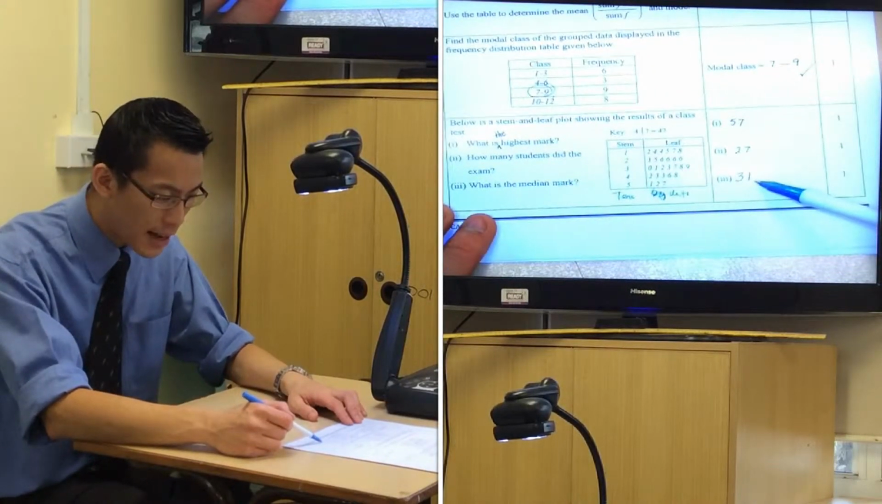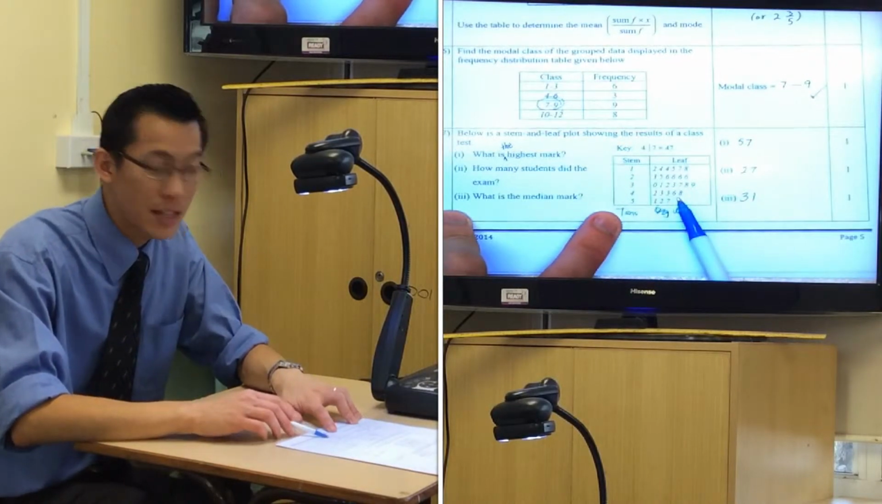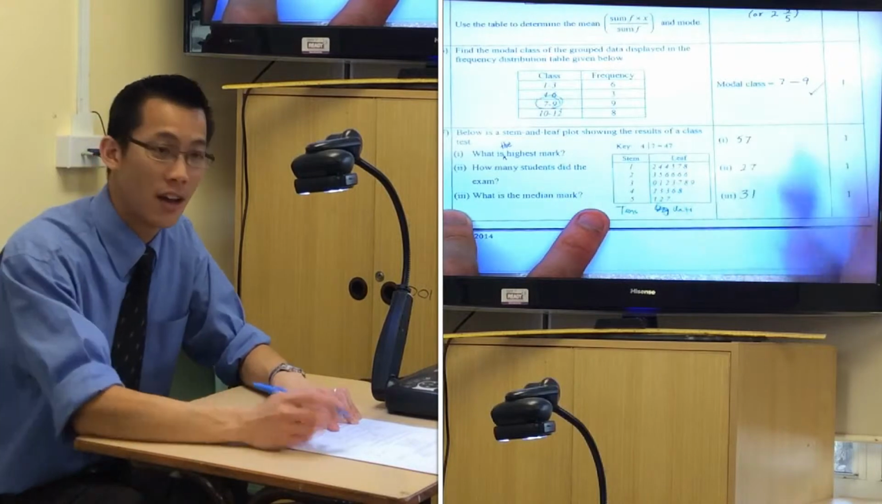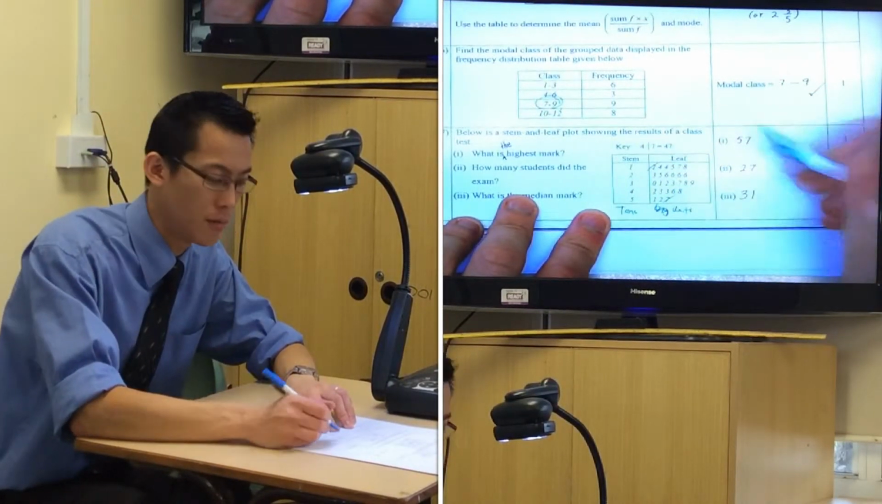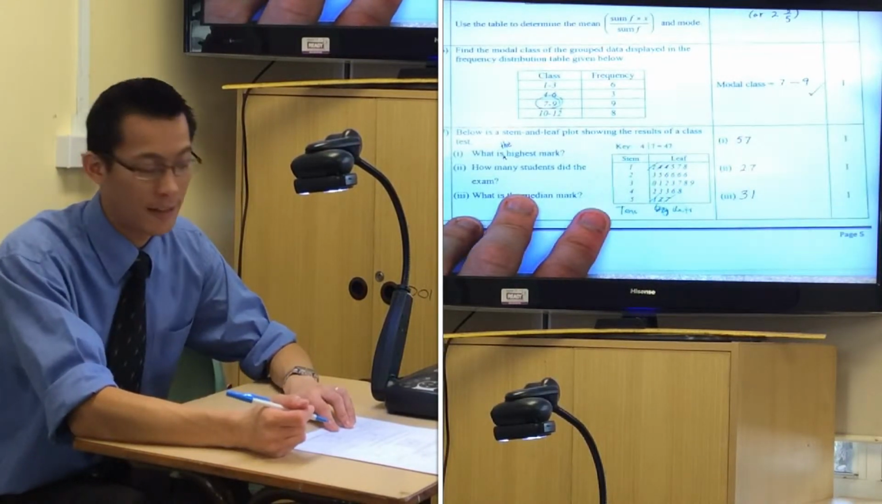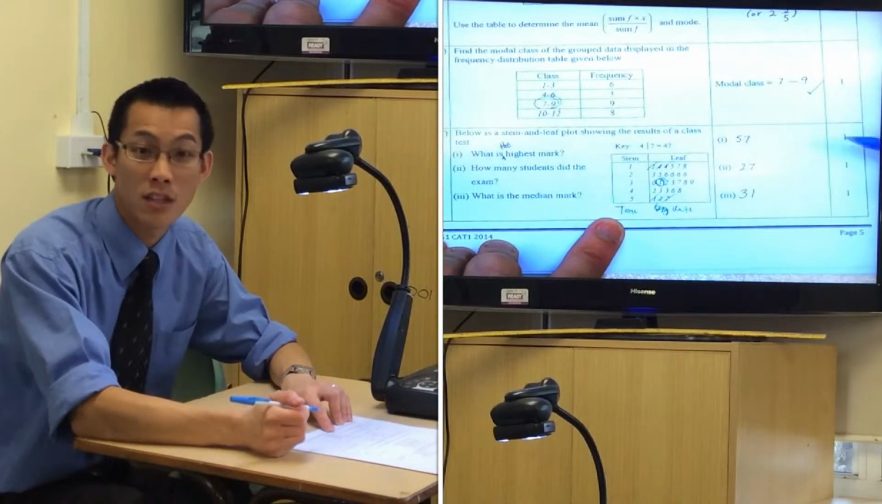What's the median mark? Just like before, you've got to count to the middle. Luckily for you, these marks are in order, right? So you don't need to redraw this thing. You just need to count down. One of the easiest ways is to cancel one at the bottom, one at the top. One at the bottom, one at the top. And you keep going until you can't go any further. And you'll get 31, that mark there, as your median.